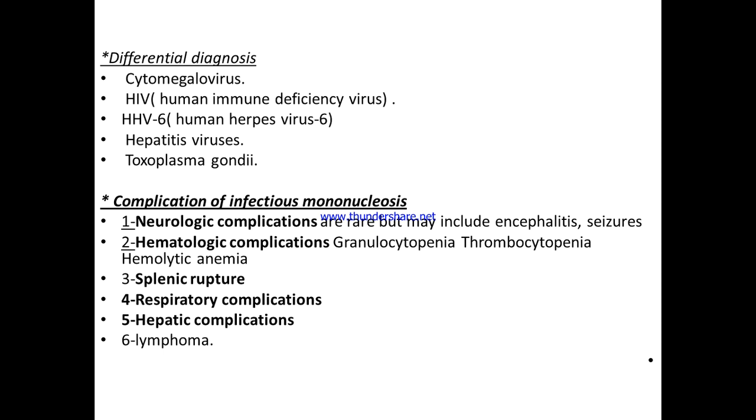Other viruses or other conditions can produce similar clinical signs and symptoms, including cytomegalovirus, HIV (human immunodeficiency virus), human herpes virus 6, hepatitis virus. Toxoplasma gondii also may produce such effects with fever, lethargy, night sweating, sometimes atypical lymphocytes in the peripheral blood. These differential diagnoses can be made by doing the monospot antibody test against neutrophil antibodies.